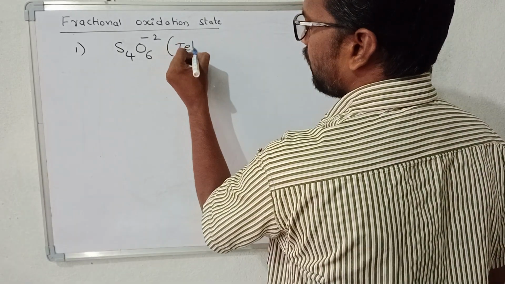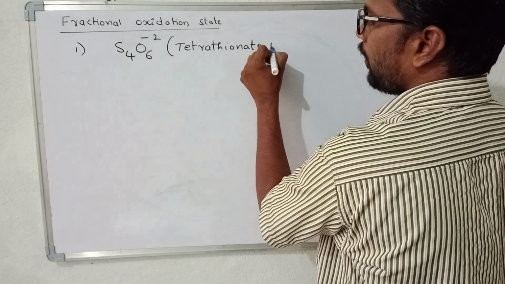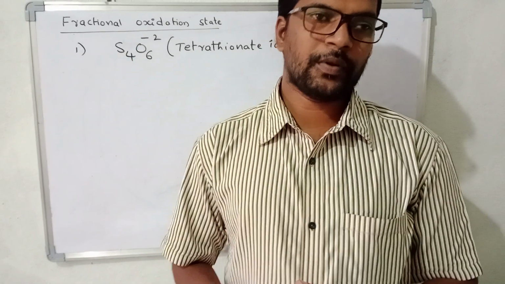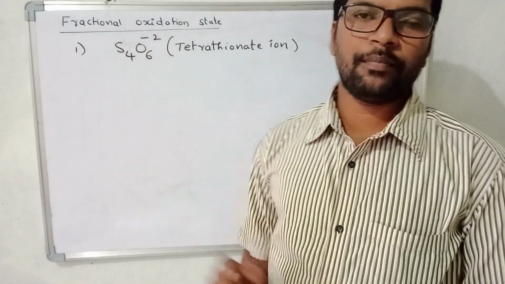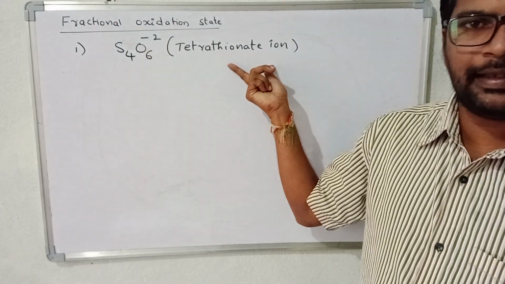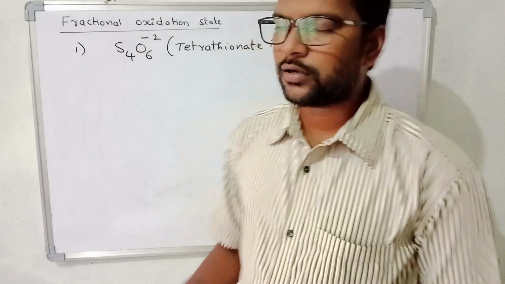Its name is tetrathionate ion. If you take sodium, Na2S4O6 is called sodium tetrathionate. Now in place of sodium, we take the charge minus 2. So S4O6 minus 2 is the tetrathionate ion. In this tetrathionate ion, you want to find the sulfur oxidation state.